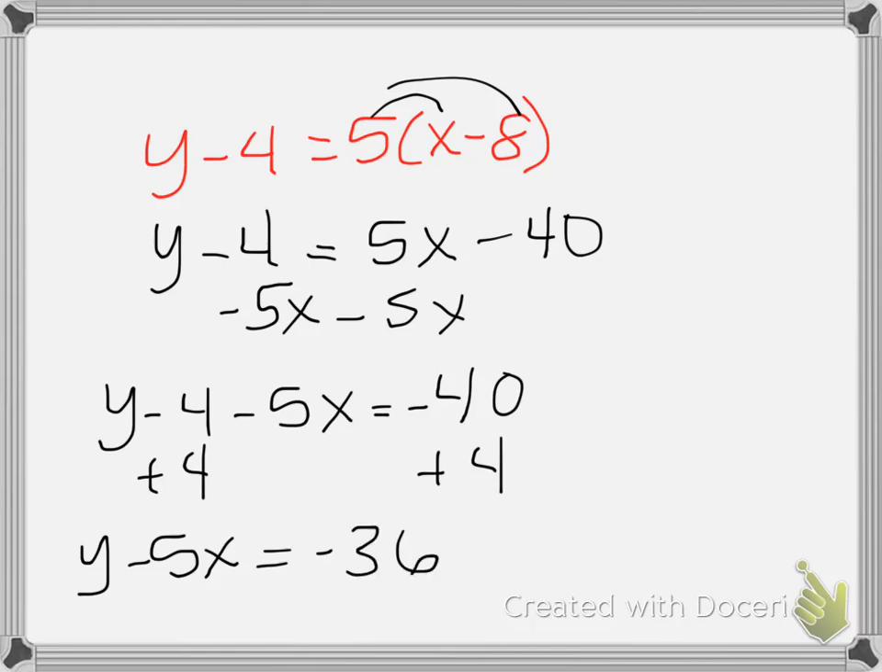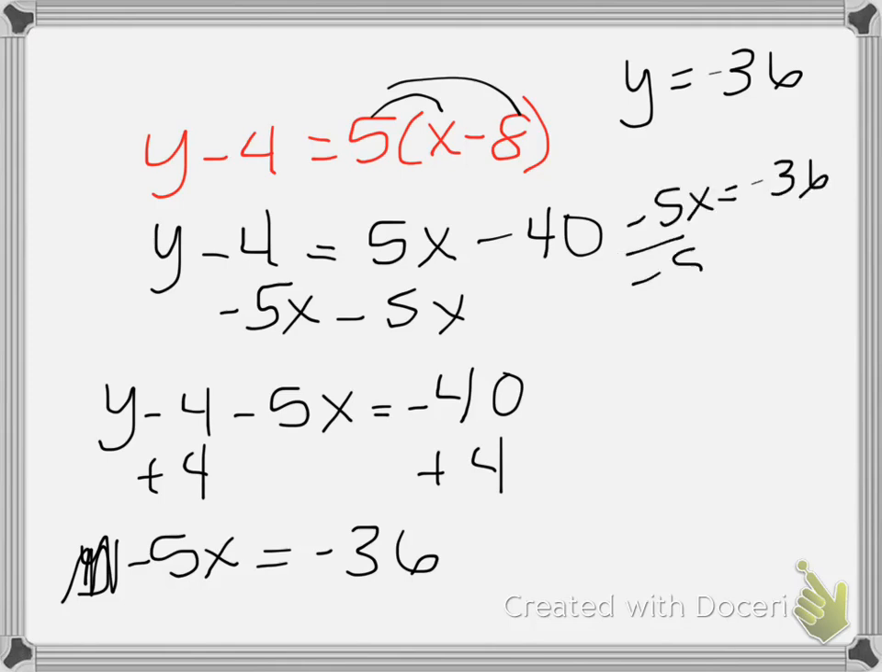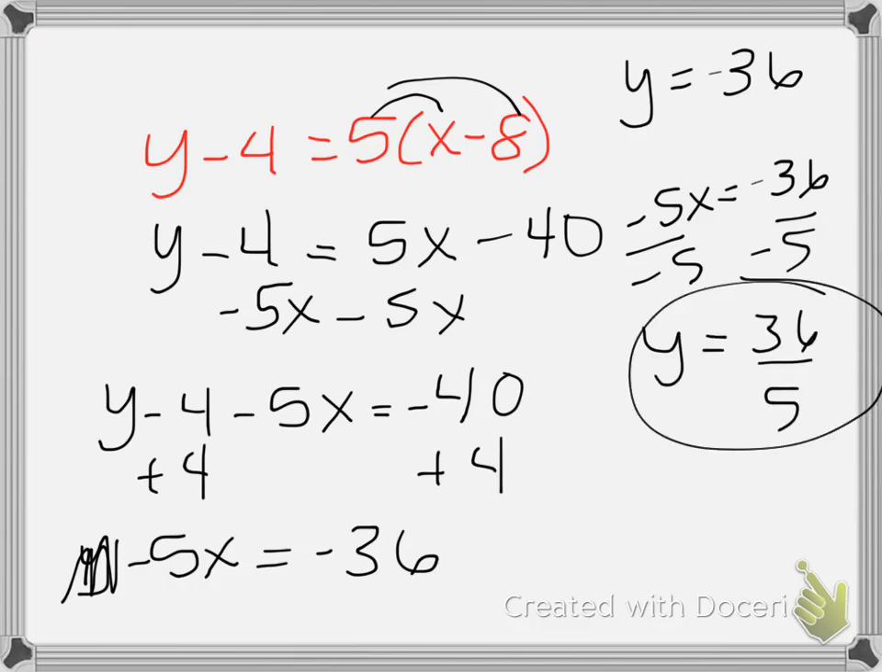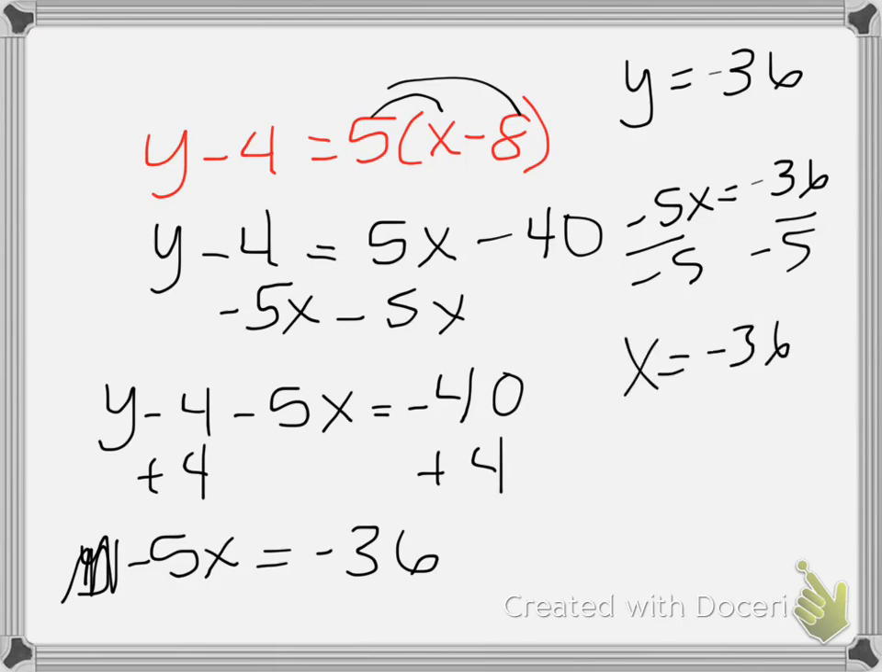Now I can do my cover-up method. If I cover up this 5x, I know y equals negative 36. So there's my y-intercept. Now if I cover up my y, I have negative 5x is equal to negative 36. So x equals a positive 36 over 5. Oops, I apologize, that should have been an x. It should be x equals negative 36 over 5. So that's my x and y intercepts.